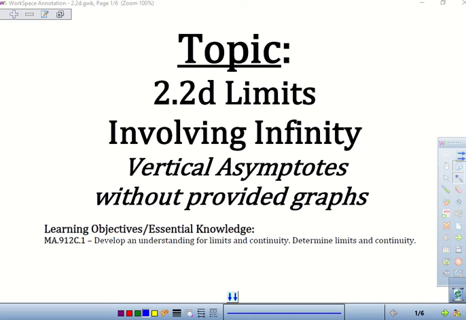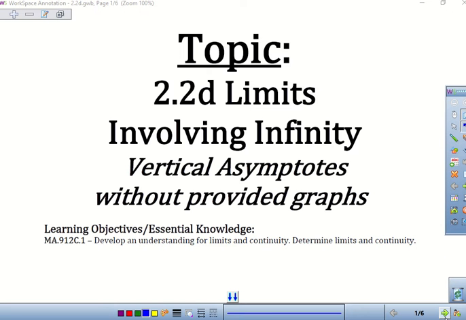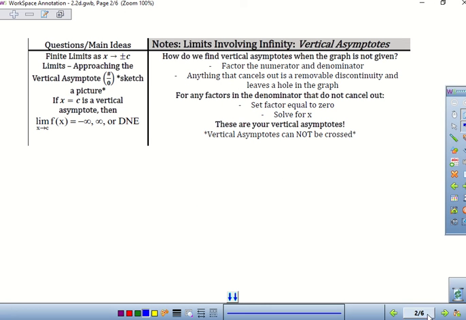So today we're going to be doing 2.2D, which is limits involving infinity, and vertical asymptotes without provided graphs. So we're going to have to figure this out without a graph given to us. So I'll explain some tips and tricks on how we can do that.